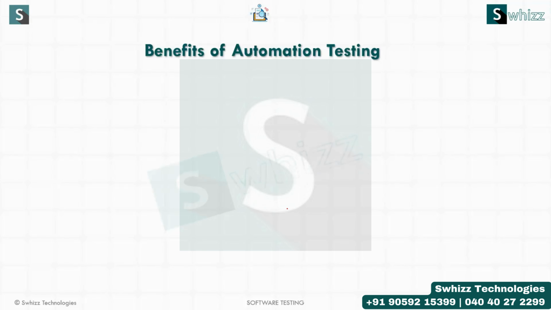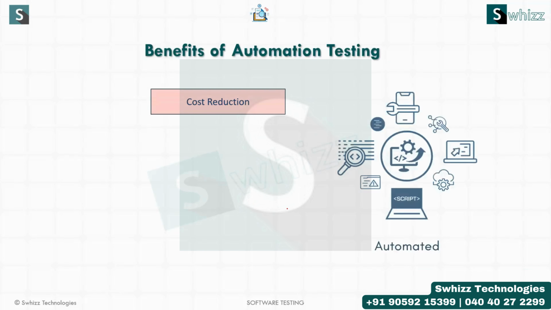The benefits of automation testing: first, cost reduction. We no need to recruit many manual testers. A single automation tester can execute the test cases that five to six manual testers would do. So the benefit of automation is cost reduction, and repeatability of the test cases, and more reusable test cases.